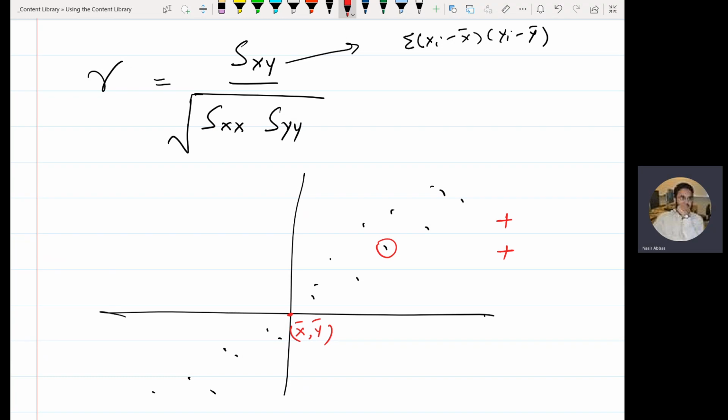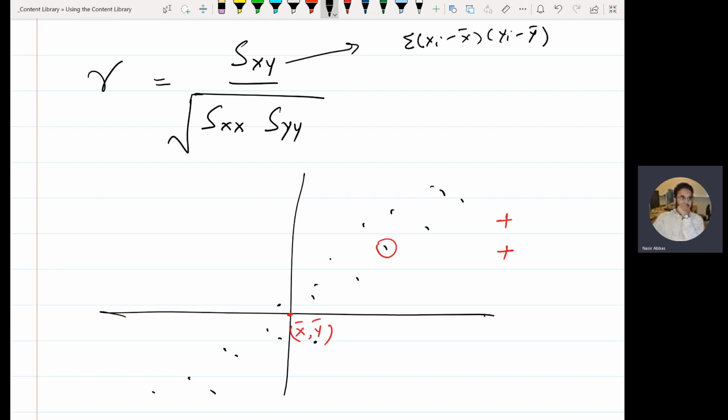Will this be the same pattern for most of the points? Yes. Maybe there are some points here, maybe 1 or 2 points here in the second and fourth quadrant, maybe. For those, this will be negative, right? But for most of the points, the product will be positive. And ultimately, when you take the sum, the positives will dominate over the negatives, true? And the final answer of SXY will be positive.